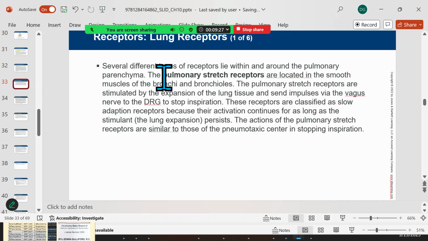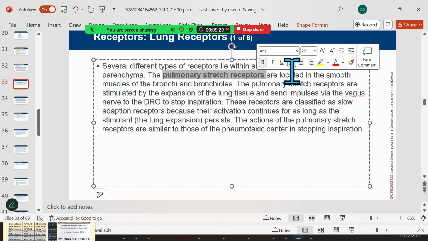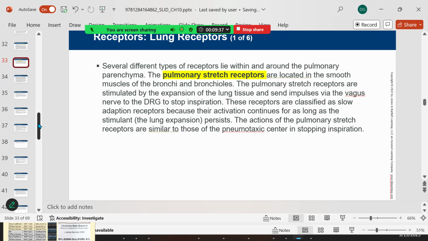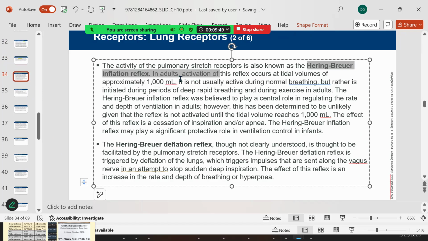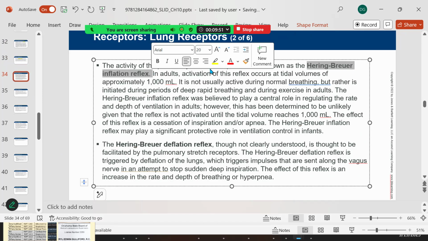Pulmonary stretch receptors also come into play. What they do is they sense if the lungs are overinflated or underinflated, and they send a signal back to the brain to adjust that. When you have an area of atelectasis, meaning microcollapse, alveoli collapsed in the lungs, then that reflex kicks in to get the patient breathing deeper and expanding those areas.